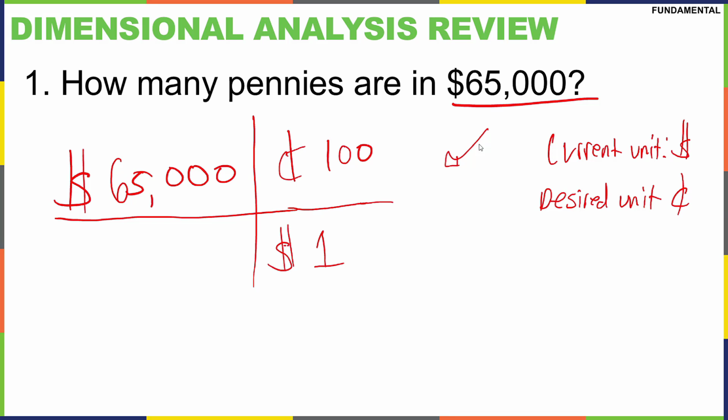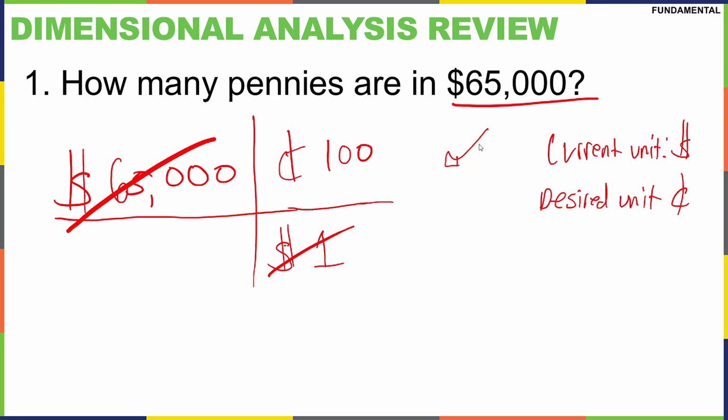And guess what happens? You've got your given unit that you want to get rid of, both in the numerator and in the denominator. So that means you can cancel these out, and you're left with your desired unit. So we're actually done setting up the problem, and now we can just do the math.